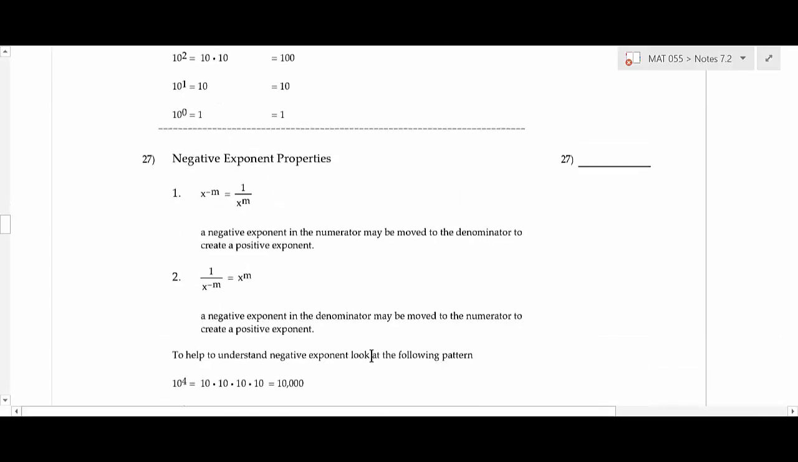Okay, negative exponents. We haven't really done much this semester with this, so let me explain this.